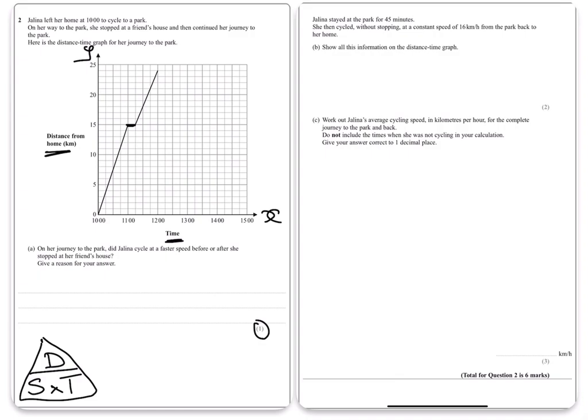So therefore, you would give the answer that it was after she has stopped, and the reason, just for 1 mark, remember, because it is steeper. The steeper the line, the faster you are travelling. There's another key point to remember. Make a note of that and make some flashcards.